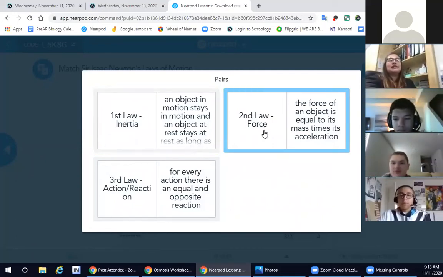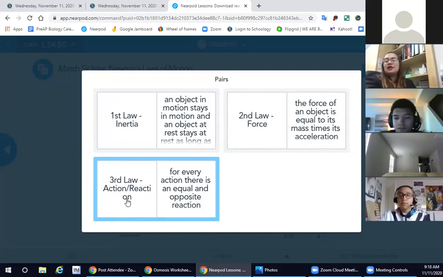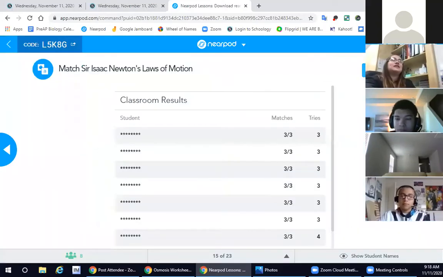The second law calculates force. The force of an object is equal to mass times acceleration. And then the third law is the law of action and reaction. For every action, there's an equal and opposite reaction. Remember, there's an equal and opposite force. And with Newton's third law, this is what he used to talk about universal gravitation.